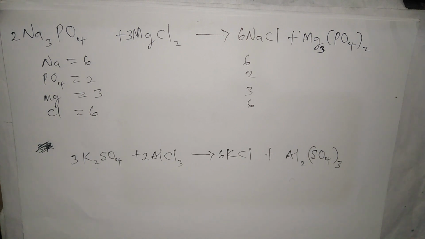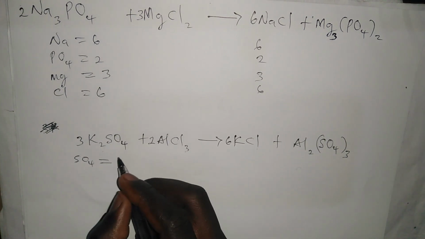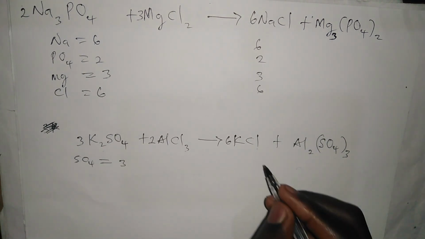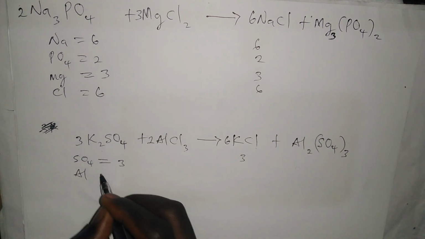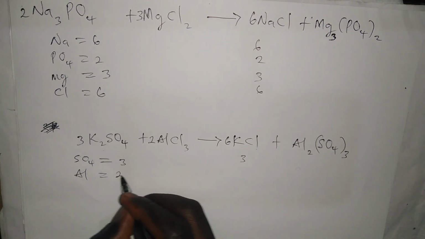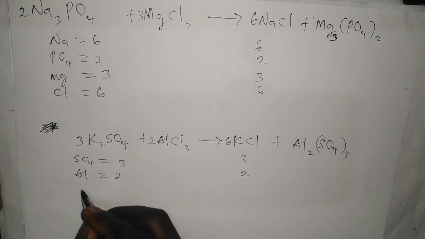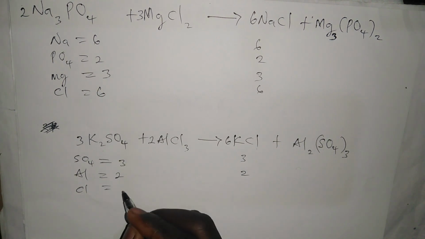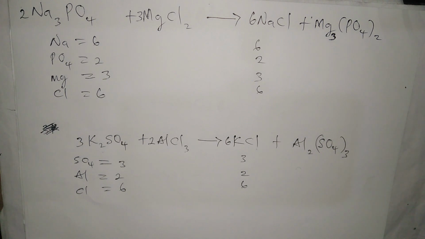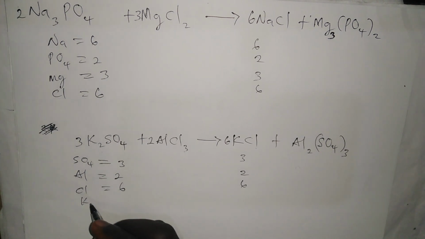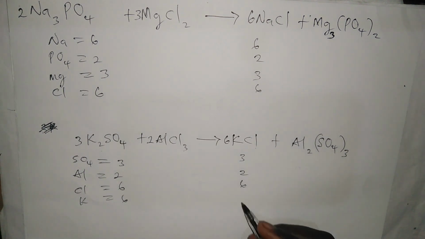Let's check to confirm. For sulfate, we have 3 on this side of the equation. We have 3 on this side of the equation. For aluminium, we have 2 on this side of the equation and we have 2 on the other side of the equation. For chlorine, we have 6 on this side of the equation and we have 6 on the other side of the equation. For potassium, we have 6 on this side of the equation and 6 on the other side of the equation.